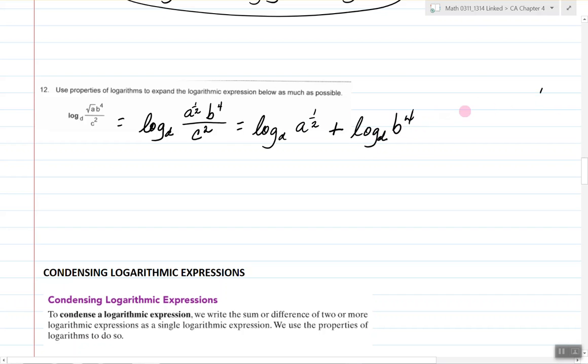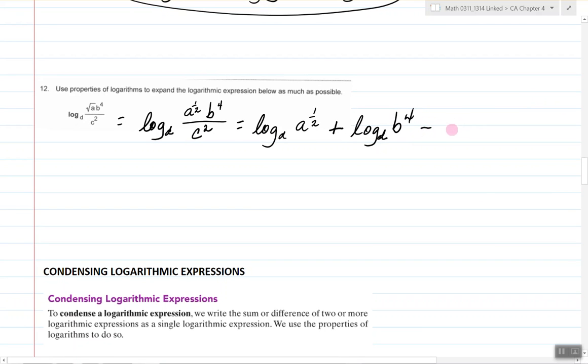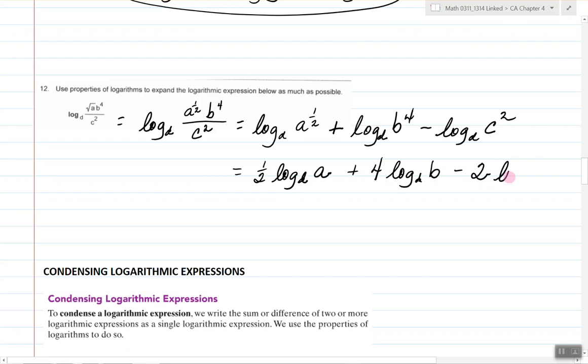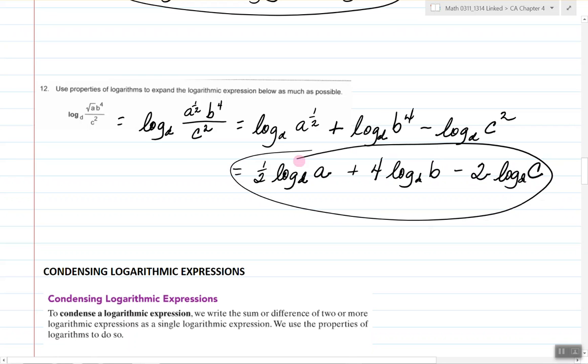get rid of this, minus log base d of c to the 2nd, minus because it was on the bottom, so it was the quotient. Now exponents become coefficients. This is 1/2 log base d of a plus 4 log base d of b minus 2 log base d of c. I'm done. My arguments are just a, b, and c.